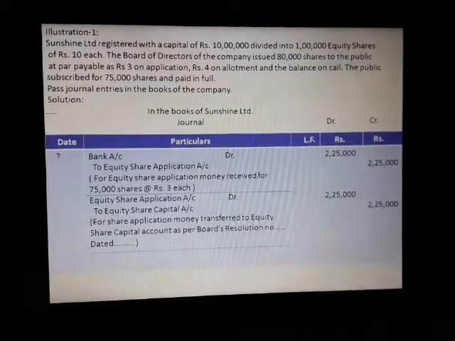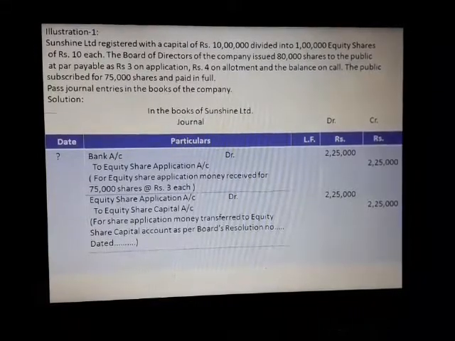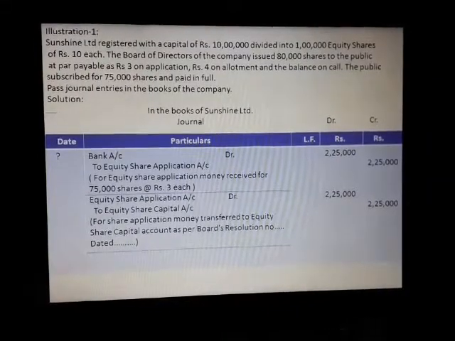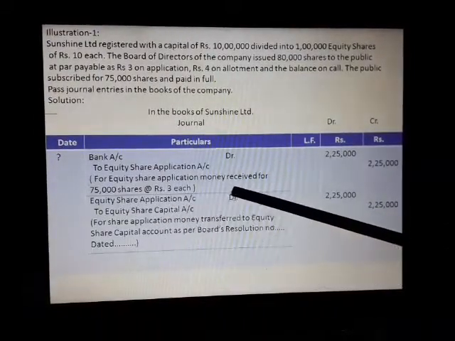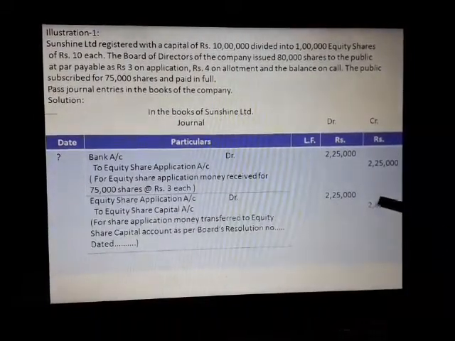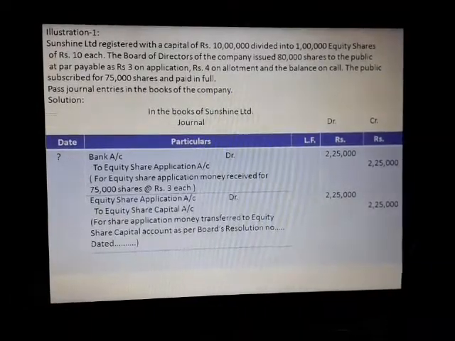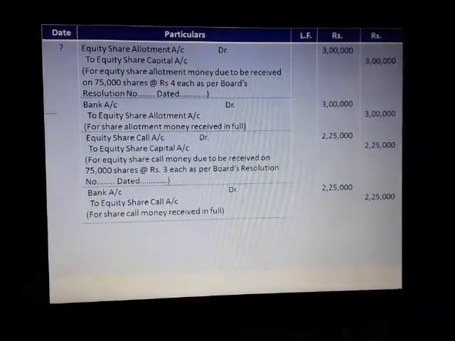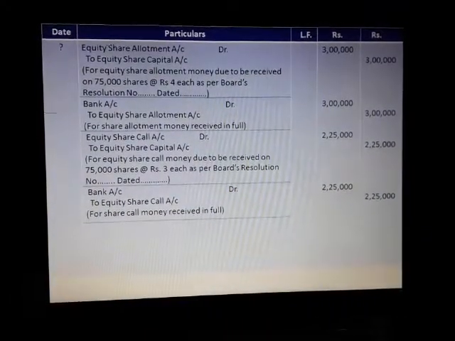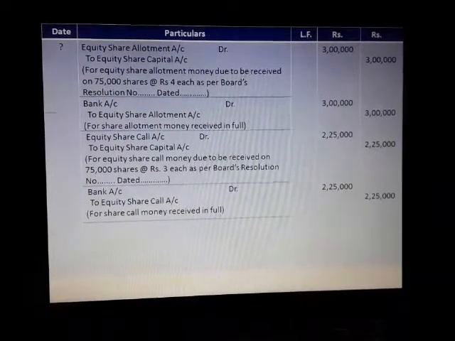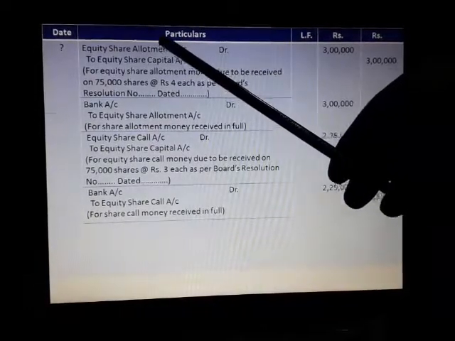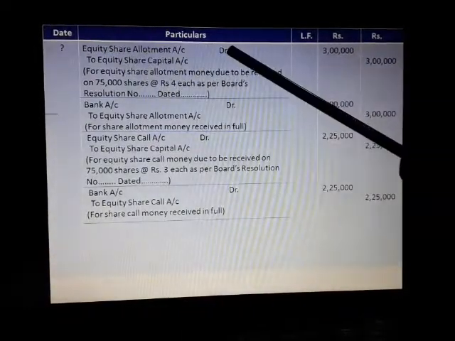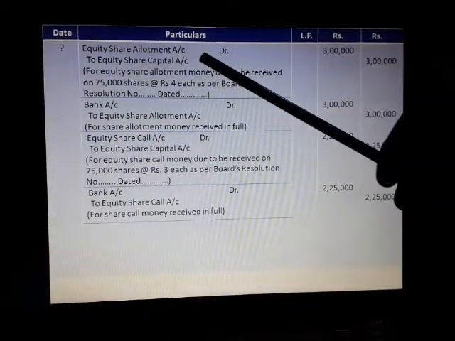All the applicants are allotted with shares, that is 75,000 applicants are allotted with 75,000 shares. So, the next entry is equity share application account debit to equity share capital account 2,25,000. Next, the allotment money should be demanded by the company. So, equity share allotment account debit to equity share capital account.